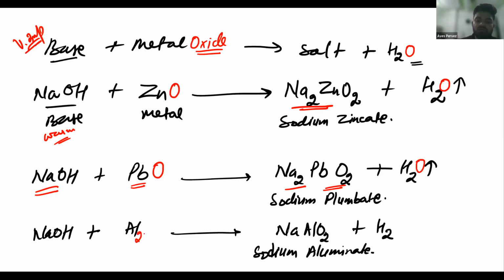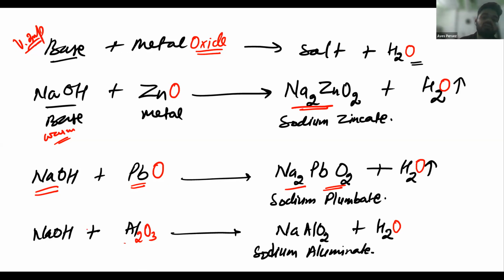If we have Al2O3, the correct formula for aluminum oxide is Al2O3. The correct formula for lead oxide is PbO. The correct formula for zinc oxide is ZnO. So here again, this Al2O3 will become sodium aluminate plus water. Got it? You understood? Yes, sir.